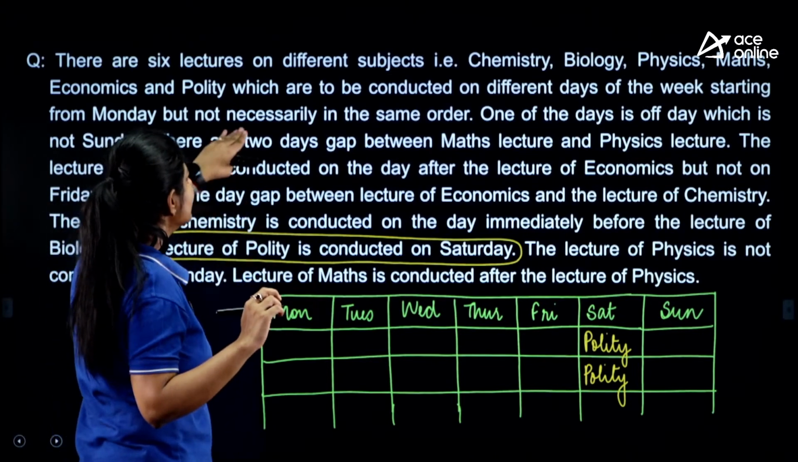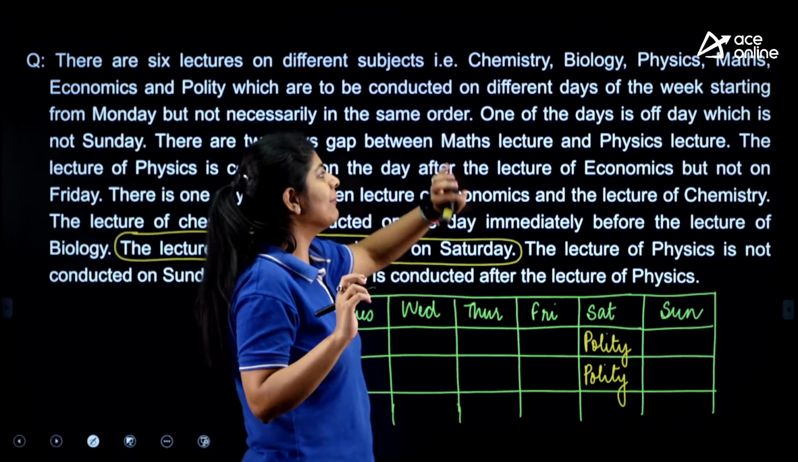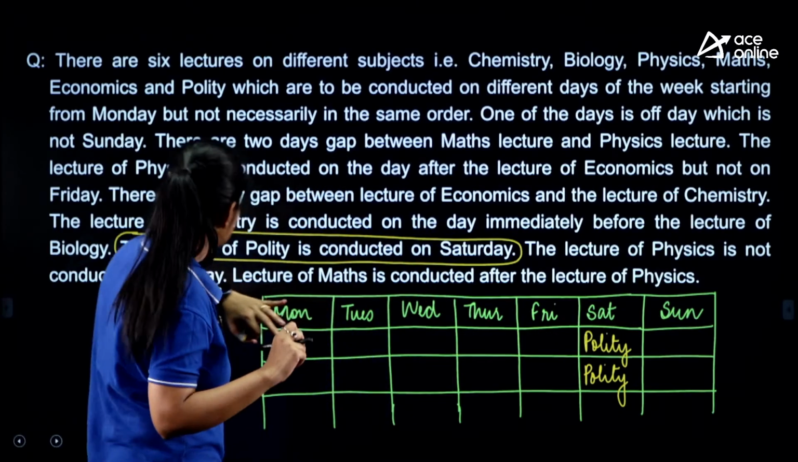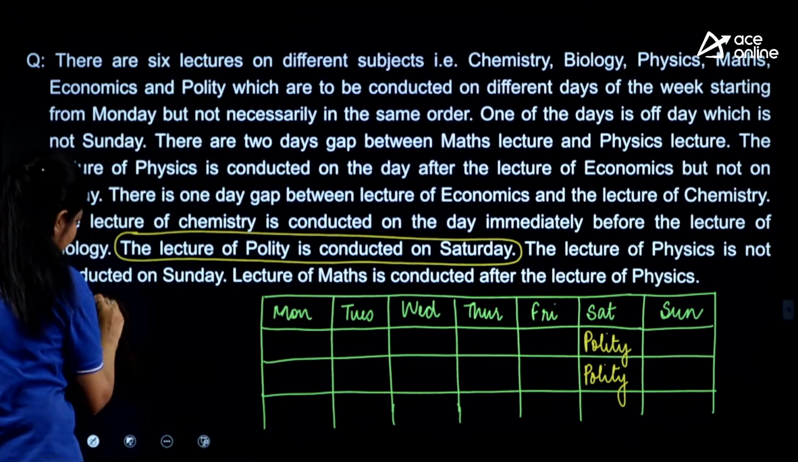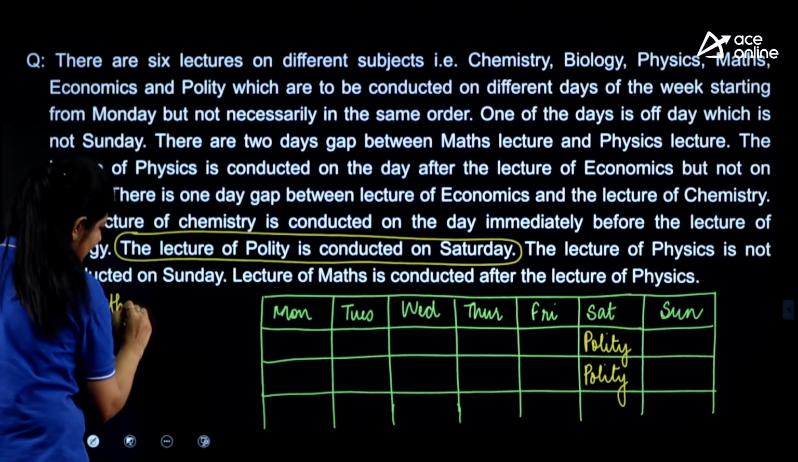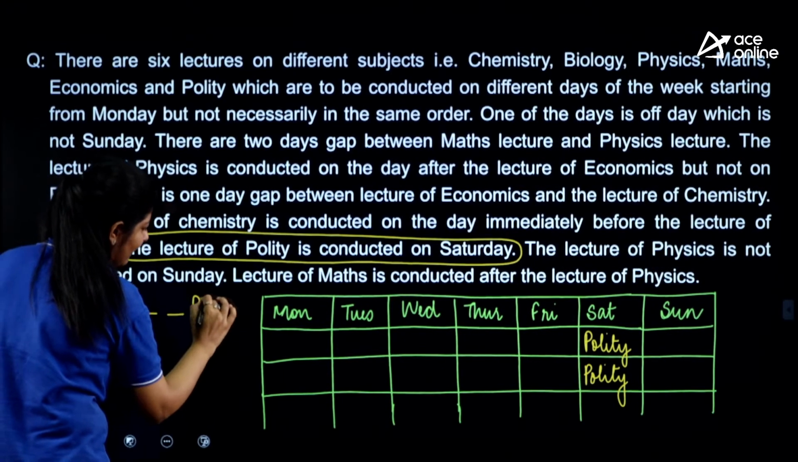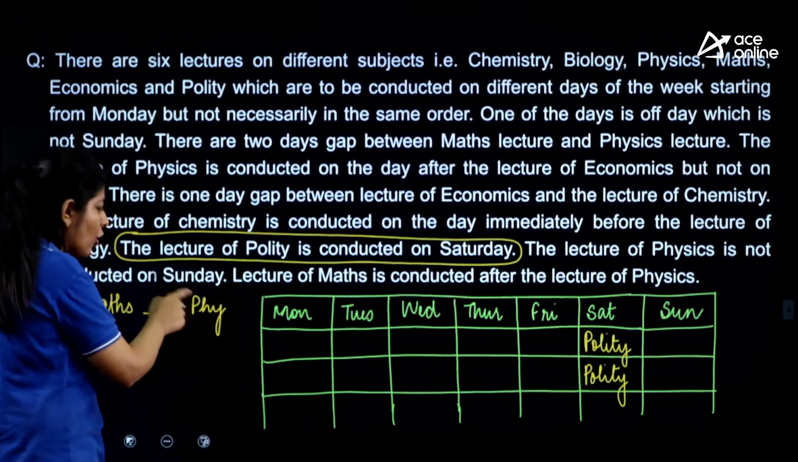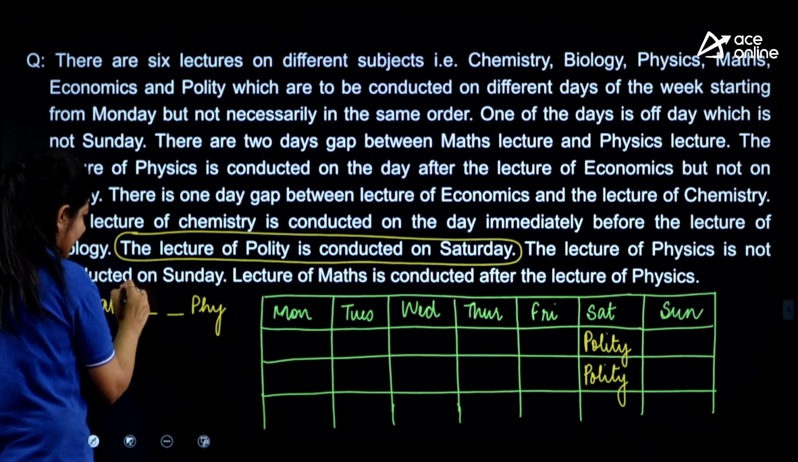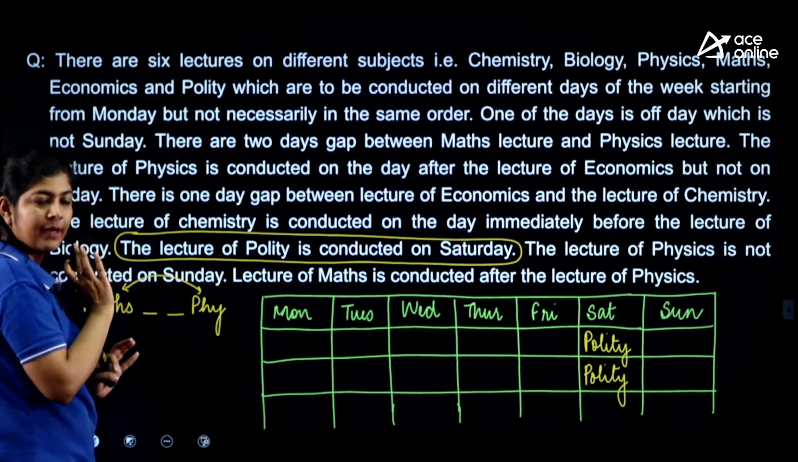Okay. There are 2 days gap between maths lecture and physics lecture. So there is a gap of 2. Maths, then 2, and then we are having physics. But we are not sure which will come first. So we will create an arrow like this. Right. Okay. Next.